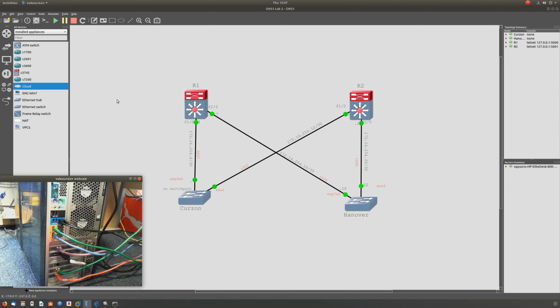But that's entirely up to you. I'm just going to show you how it's done, and you can use it to build a good lab. So let's go over and start configuring these routers in order that they can speak to Curzon and Hanover respectively.